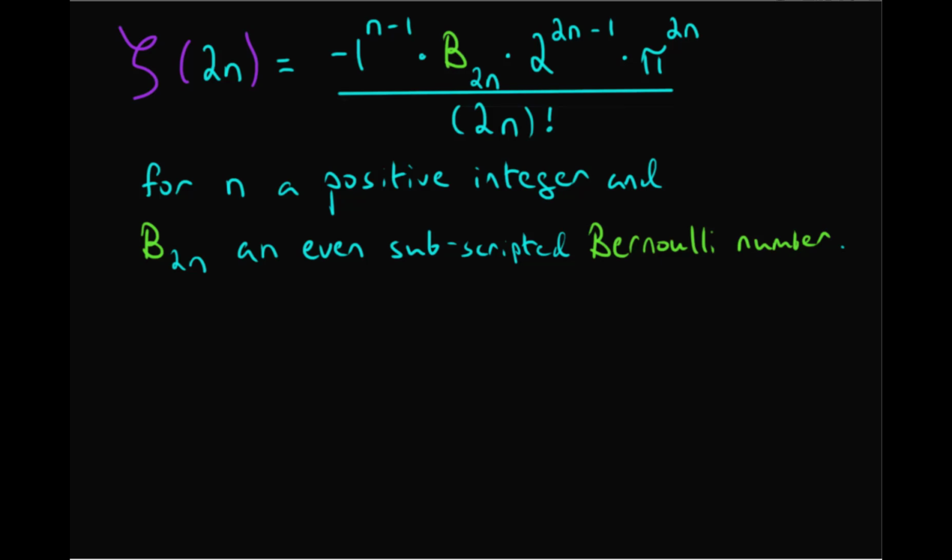And so just to list the first few Bernoulli numbers, which are relevant to our values for zeta of 2n, we have that b sub 2 equals 1/6, b sub 4 equals negative 1 over 30, and b sub 6 equals 1 over 42. And you can watch my previous videos in the series about the Bernoulli numbers to see where those specific numbers come from.